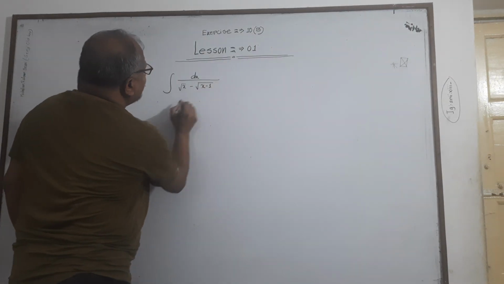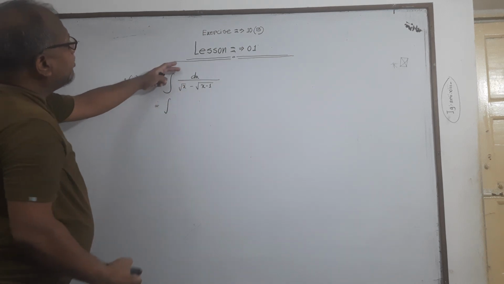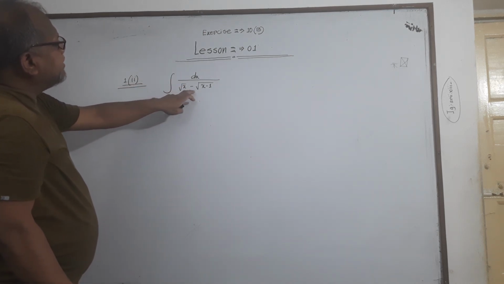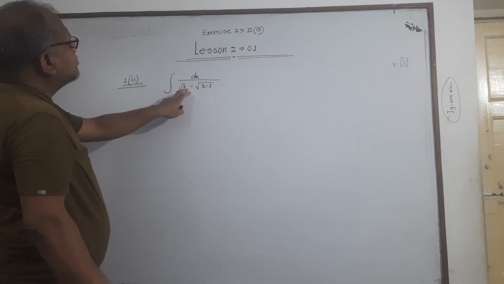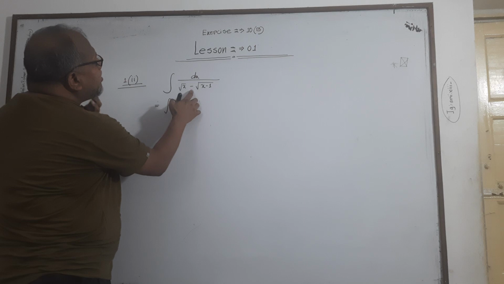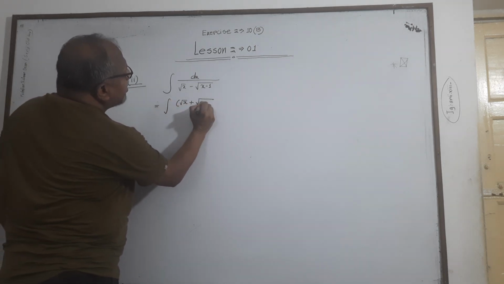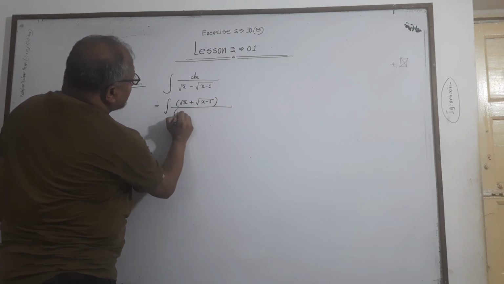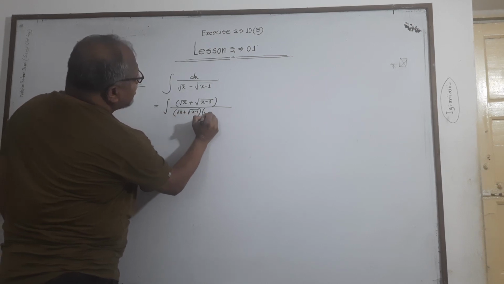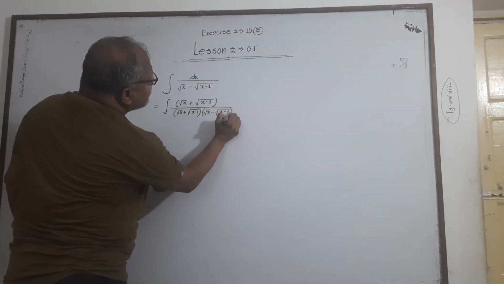So for this math, I just multiply both numerator and denominator by the conjugate of root over x minus root over x minus 1. The conjugate, the opposite number, is root over x plus root over x minus 1, divided by root over x plus root over x minus 1 into root over x minus root over x minus 1.